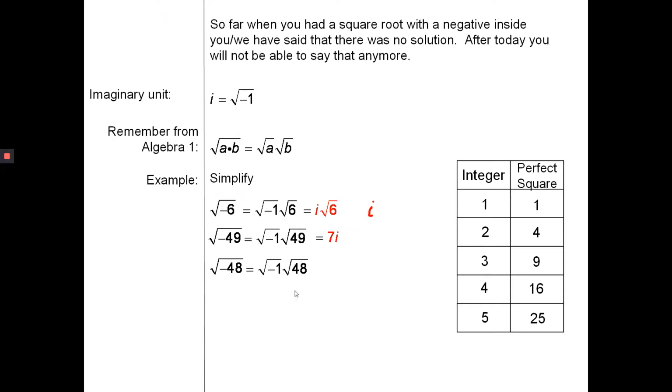Okay, so we want to go back over to our 48 and ask which of these perfect squares divides evenly into 48, and that is 16. So the square root of -1 we're going to write as i. 48 we're going to write as the square root of 16 times the square root of 3. The square root of 16 is 4, so this becomes 4i square root of 3.